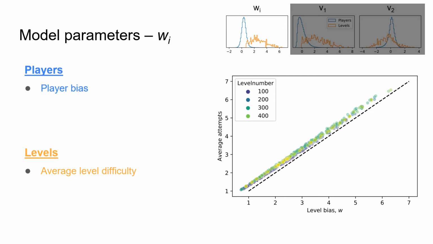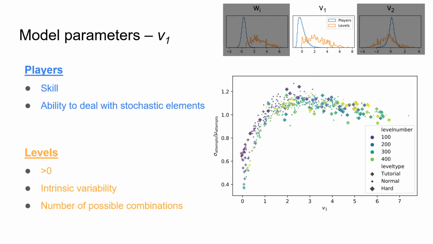For the first latent factor, V1, we note that for most of the levels, the latent factor is above 0. This suggests that it captures some kind of intrinsic variability of the level, which is supported by the graph on the right. It shows that the variation in attempts increases compared to the mean of the attempts as the latent factor increases. Furthermore, tutorial levels are clustered to the left at low values of the latent factor.